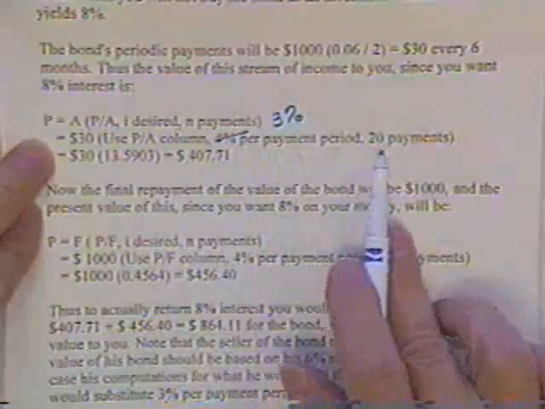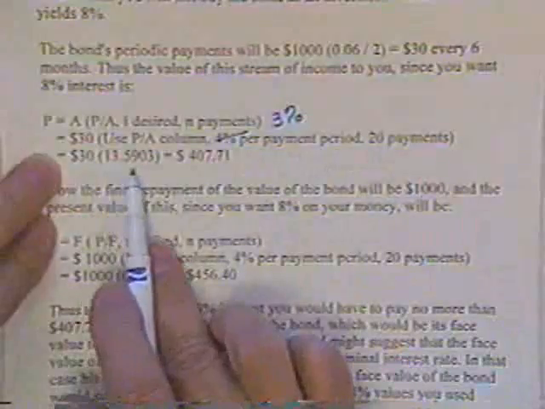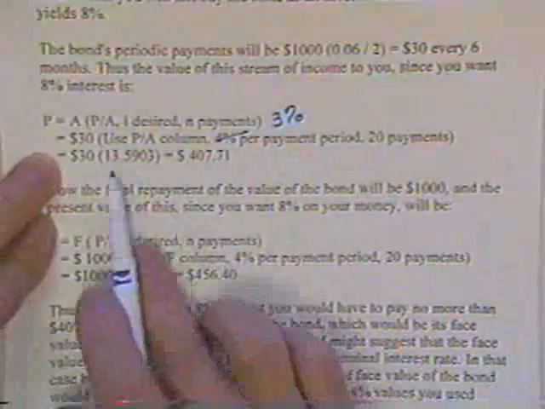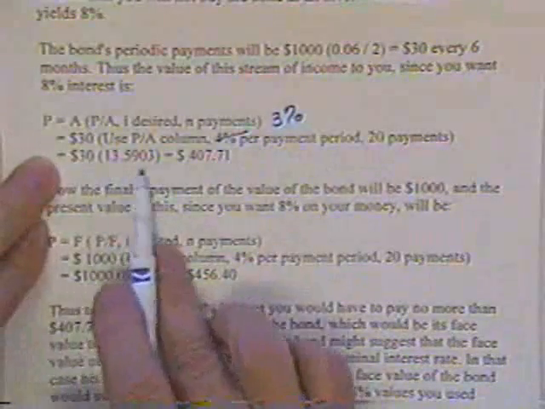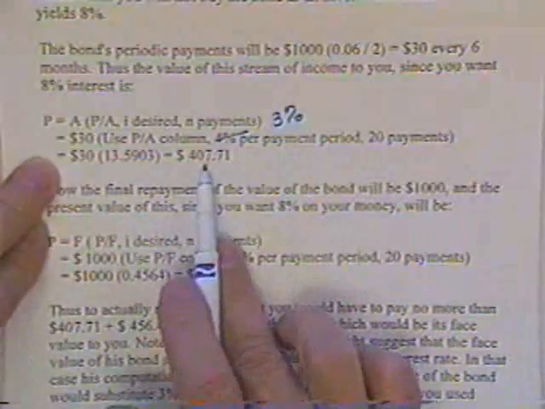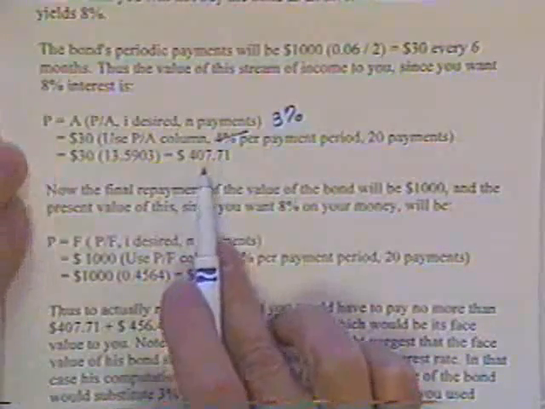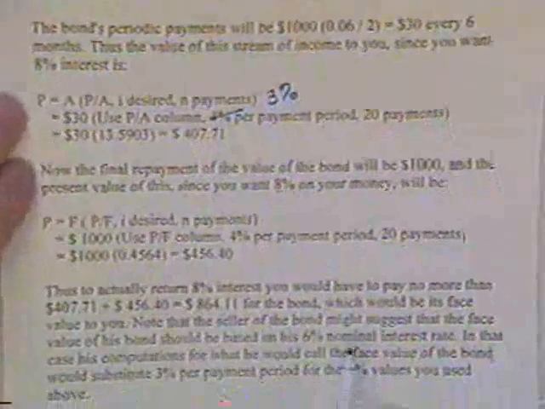3% per payment period, 20 payments. That'd be 30 times the factor. Hopefully that's the 3% number. I want to shut the tape off just to find that out. You can fix that for me. It is $407. That would be the present value of the $30 every 6 month stream of income. That's part of the bond's value.